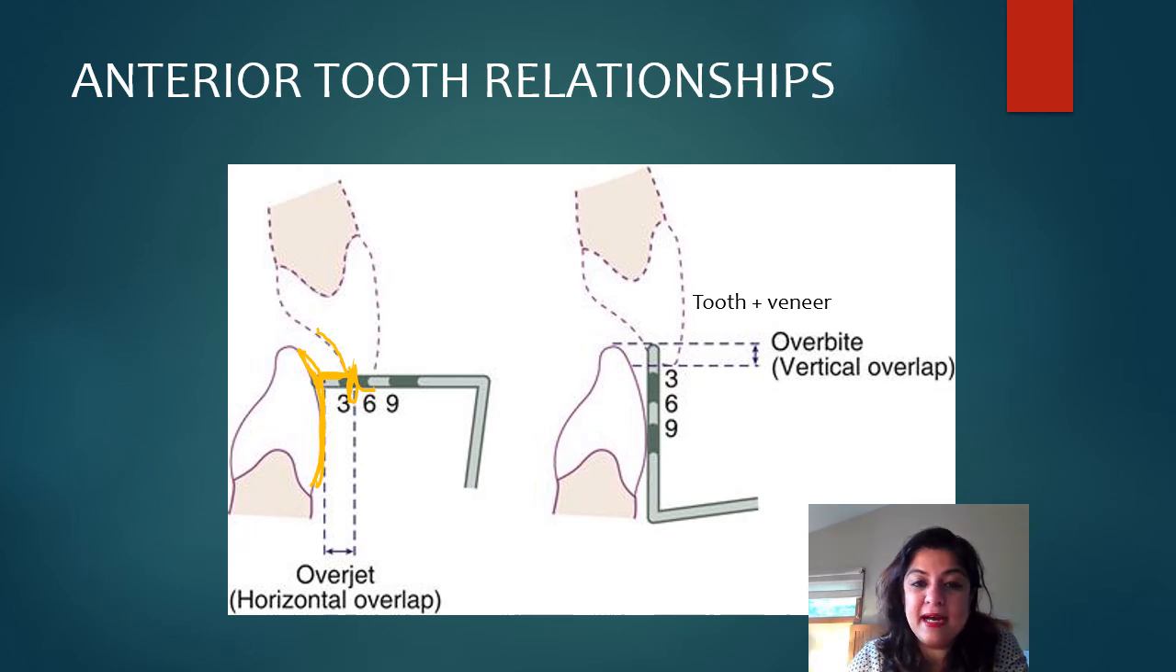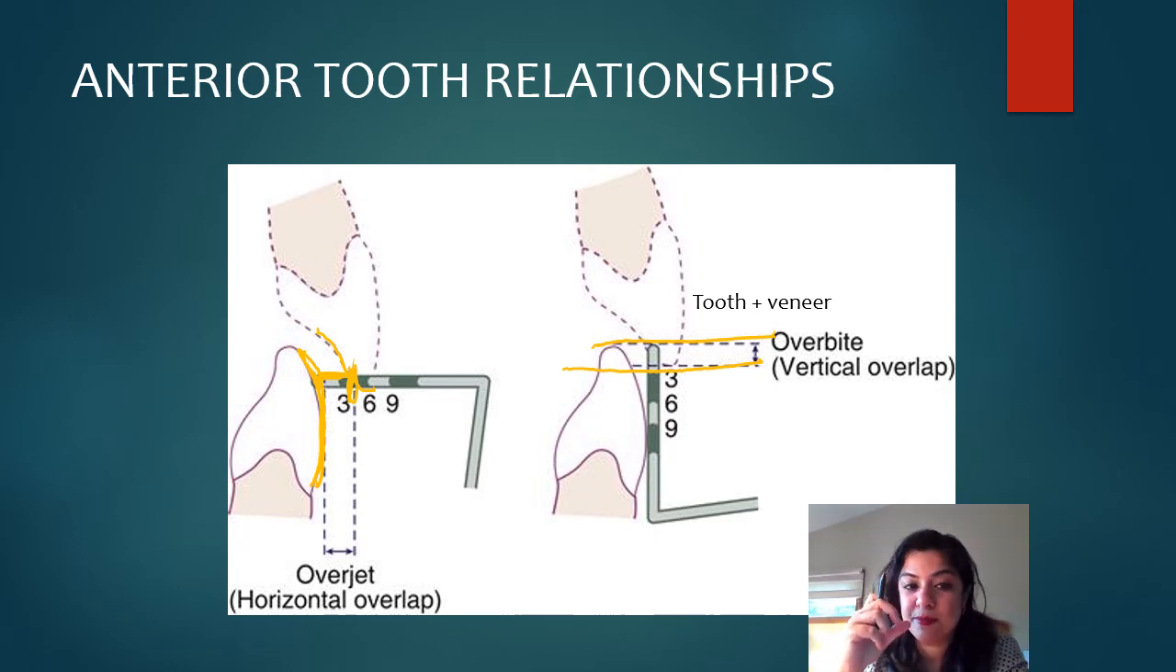Now, overbite is nothing but the vertical overlap. How much is the upper tooth overlapping the bottom tooth? So in this case, this is how much it's overlapping. And how do you measure that? You want to stick a probe vertically inside and measure that. So in this case, you want to measure it from here to here. That's approximately 3 millimeters. So that is called overbite.